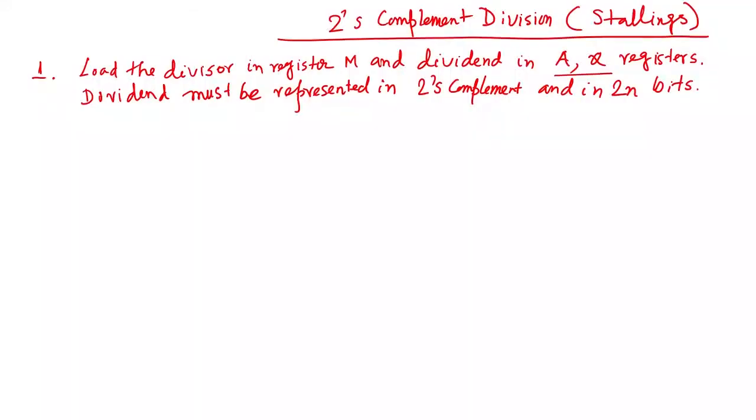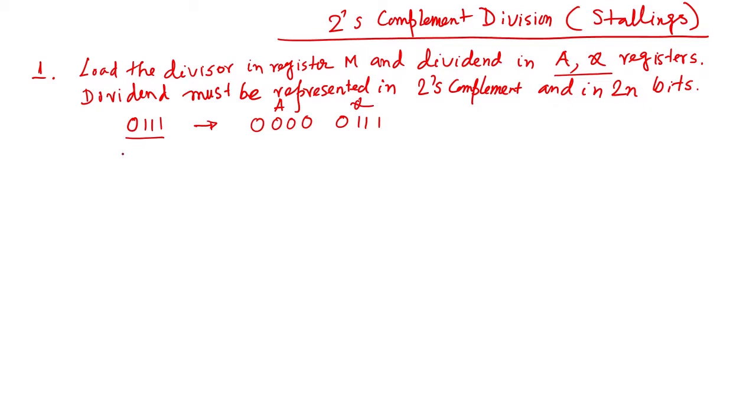So, 2n bits. Okay. So, one example, let us say we want to represent 0 1 1 1. So, this is the dividend. This is 4 bits, so we have to represent it in 8 bits. So, in 8 bits it should be 0 0 0 0 and then 0 1 1 1. So, this will be A and this will be Q.